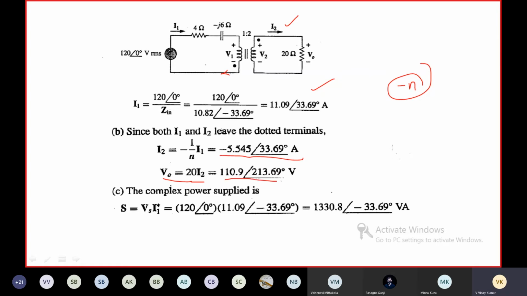The complex power supplied is S equal to the source voltage times the source current conjugate, Vs I1 conjugate. Then 120 at an angle 0 degrees times 11.09. I1 is 11.09 at an angle 33.69 degrees. Then I1 conjugate will be 11.09 at an angle minus 33.69 degrees. Then you are going to get this.